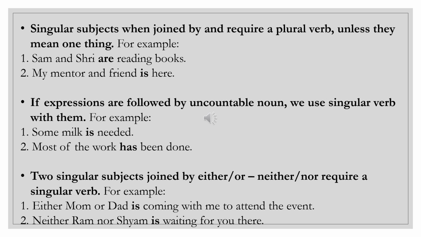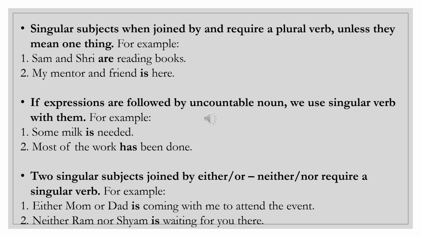Moving on to the next rule. Two singular subjects joined by either or neither nor require a singular verb. For example, either mom or dad is coming with me to attend the event. Like only one person is coming. So the subject is singular. Like either my mom will come or my dad will come. Both of them will not come. So the subject becomes singular and the verb becomes is.